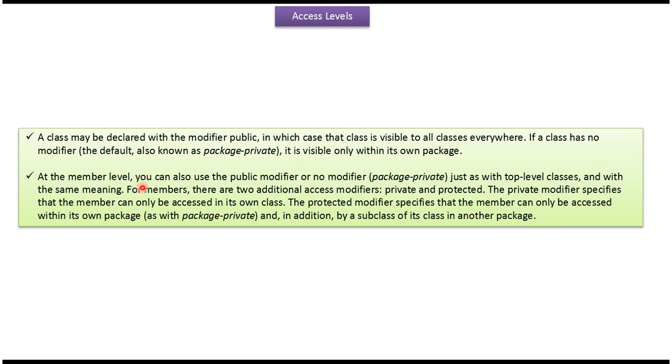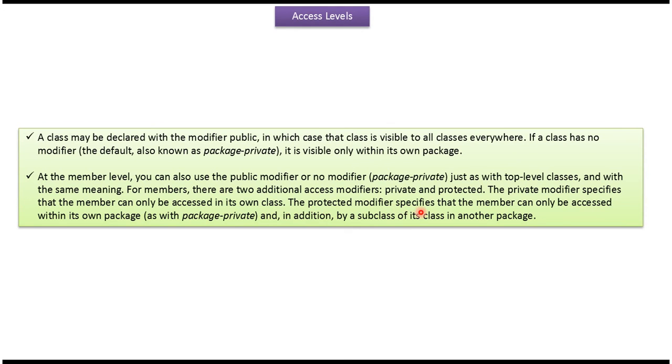At the member level, we can also use the public modifier or no access modifier. For members, there are two additional access modifiers we can use, that are private and protected. Private modifier specifies that the member can only be accessed in its own class.